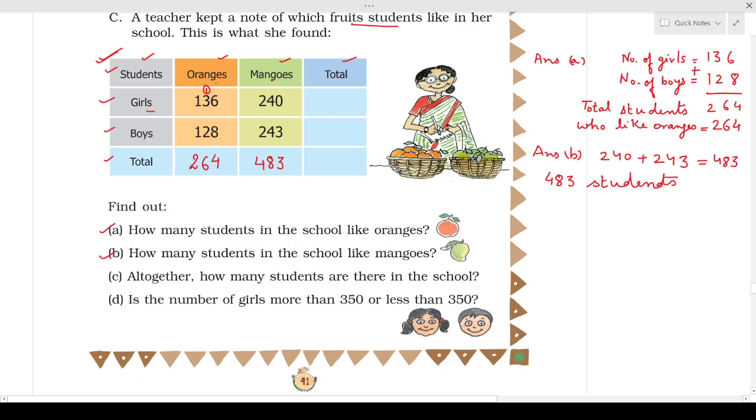Students in the school like mangoes. Okay, so here I have written the answer.